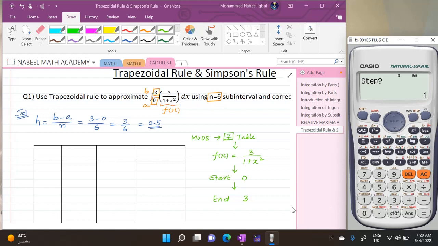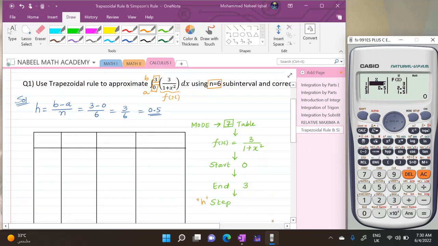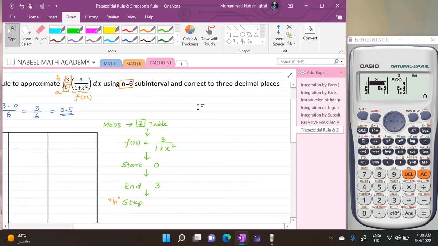And it will ask for the step. What is the step here? The step is nothing but your h. So h is 0.5. I just press 0.5, equal. You will find the table given in terms of one decimal, but the question asks for the answer correct to 3 decimal places. I have to approximate the value up to 3 decimals, so I have to fix the calculator in terms of 3 decimals.